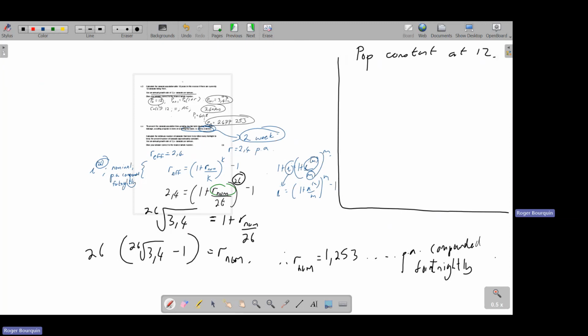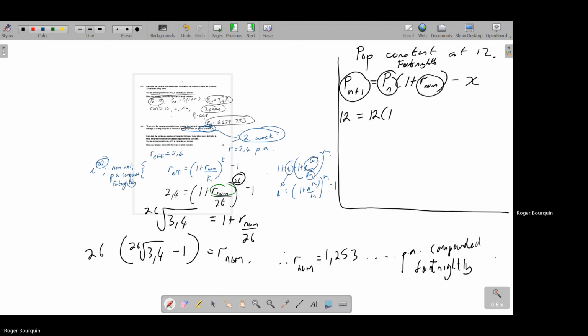But to keep the population constant at 12, well, I'm using a Malthusian model. So I've got P(n+1) is equal to P(n) times 1 plus your nominal interest rate, because now the whole thing, remember, is in fortnightly. So we've got to use our nominal interest rate: 1 plus our nominal, minus x, where x is the number of caracals you have to remove to keep the population stable. If I want to keep it stable at 12, those two must both be equal to 12. So you're going to get 12 is equal to 12 times 1 plus the nominal interest rate we worked out, 1,253.